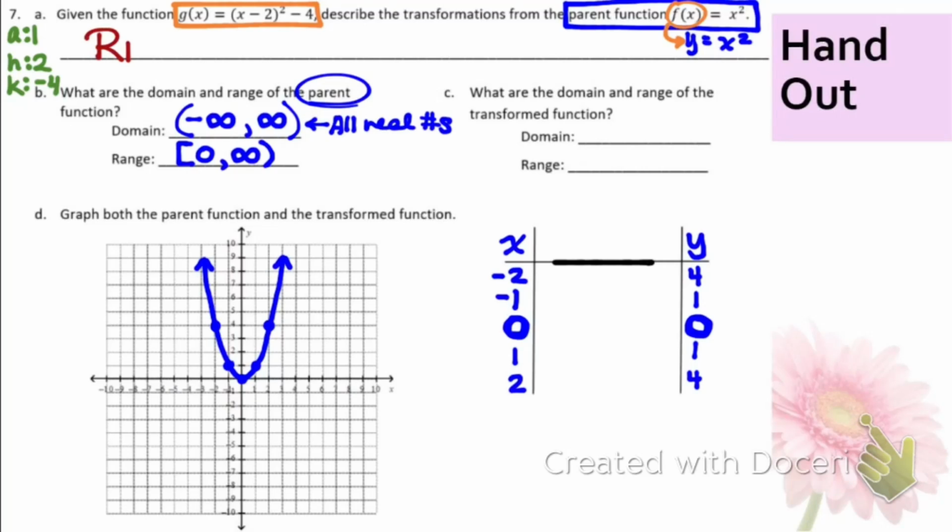Right 2. What else? Down 4. Do I have to say anything about A? No. A is 1. If I multiply something by 1, it stays the same. If I go to the right 2, does that affect my x's or my y's? X. If I'm going to the right, would I be adding or subtracting? Adding. So I'm going to add 2 to each of these.